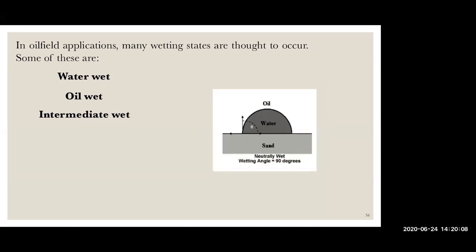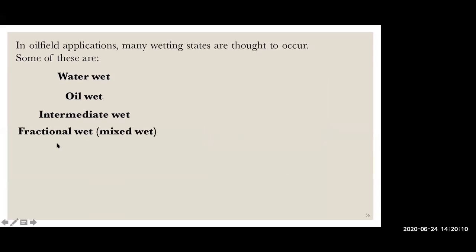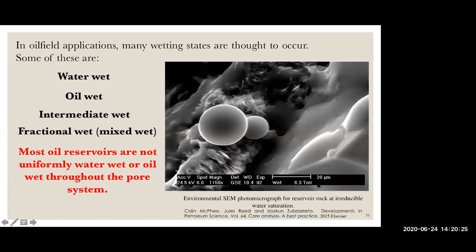Intermediate wet, I showed this before. What is meant by fractional wet is a mixed wet. So you have water wet minerals, and after some distance in the reservoir or the oil field, you will have an oil wet mineral. I find this interesting photo from an environmental scanning electron microscope.